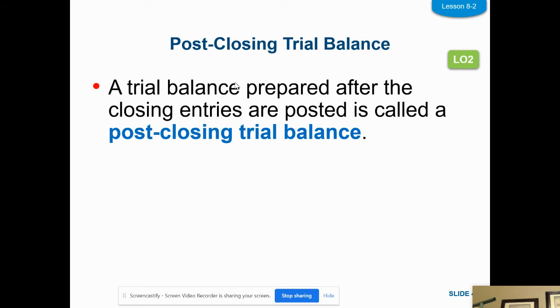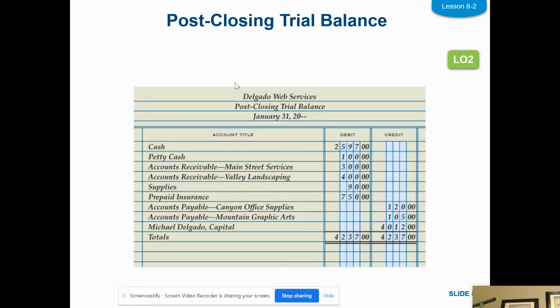All right. And again, post, of course, means after. After we're done posting, we're going to do a trial balance to take us into the next period. And this is pretty straightforward. So here is our post-closing trial balance.